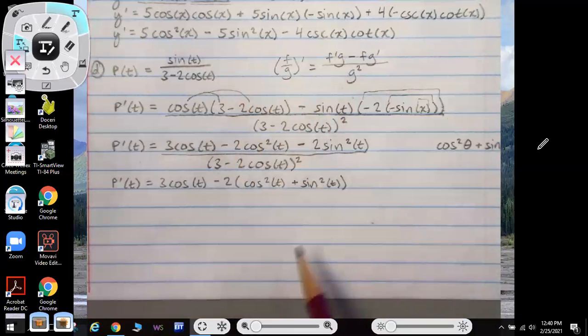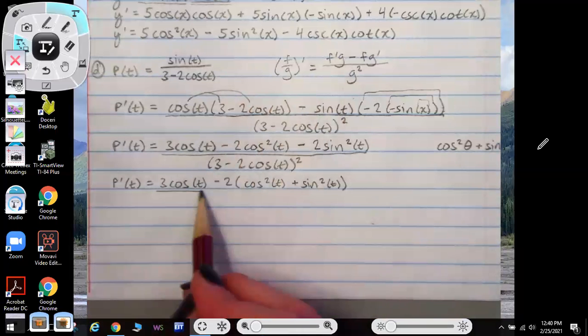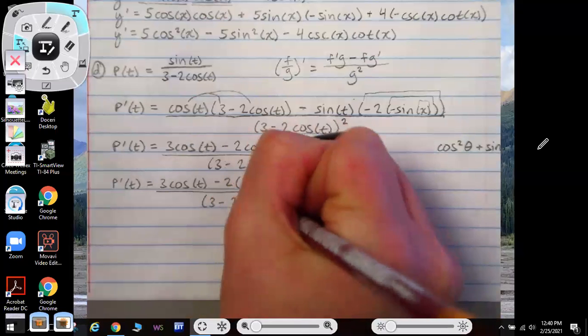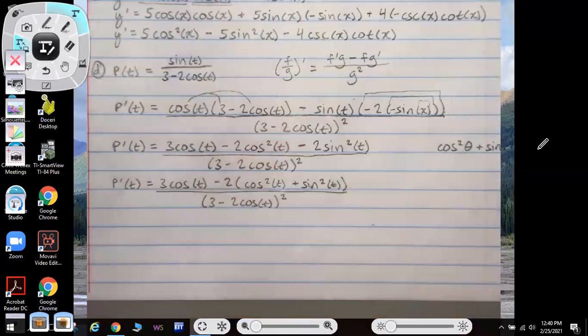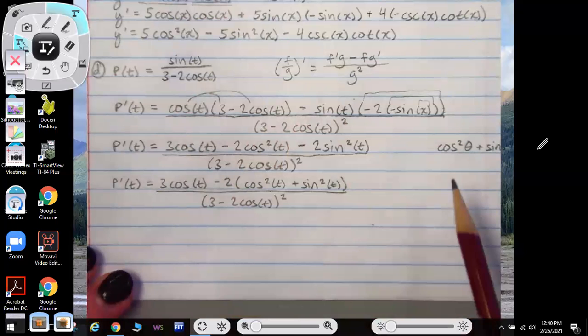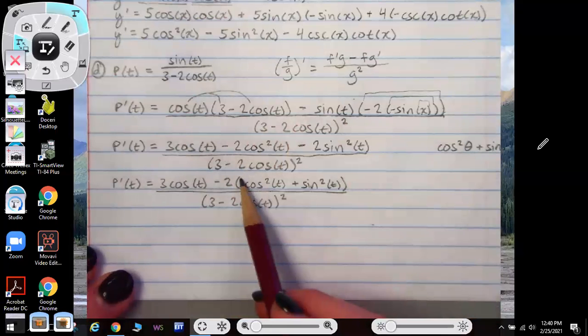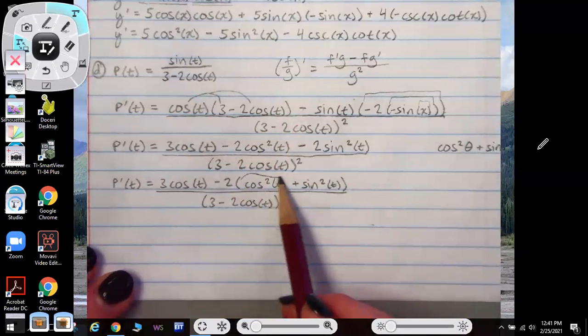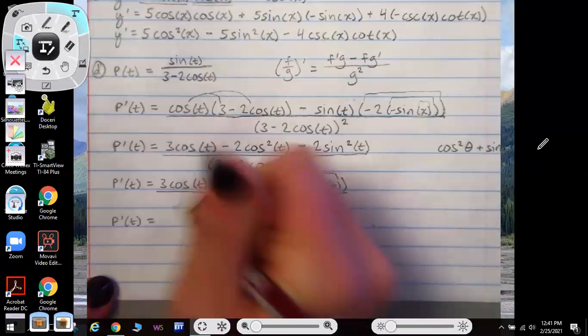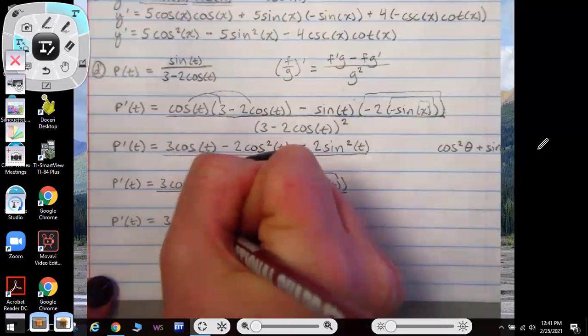We took a -2 out. This is all still over 3 minus 2 cosine of t squared. So now, using this trig identity, cosine squared plus sine squared equals 1, this part of our numerator is equivalent to 1. So basically we have 2 times 1 right here. So we can simplify this. We have 3 cosine of t minus 2.